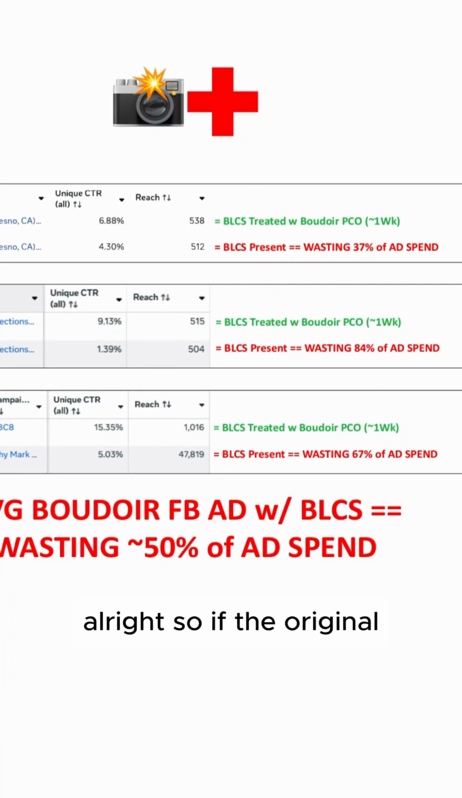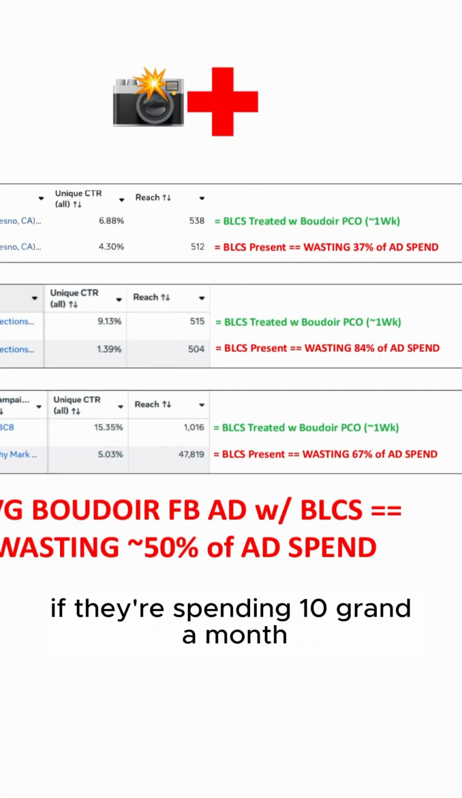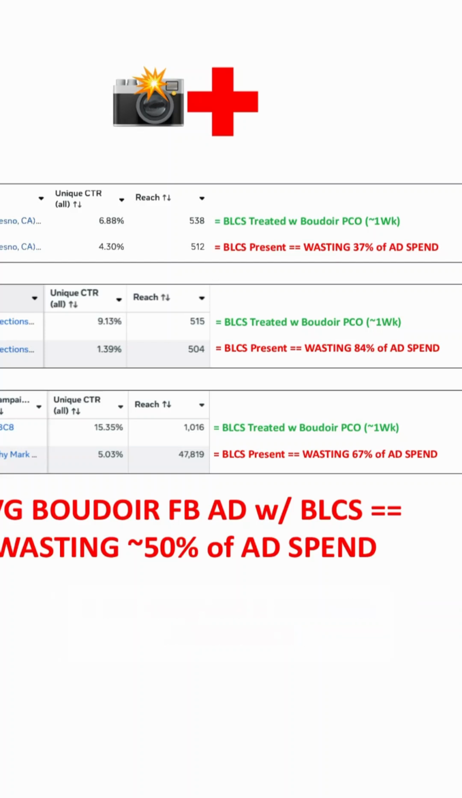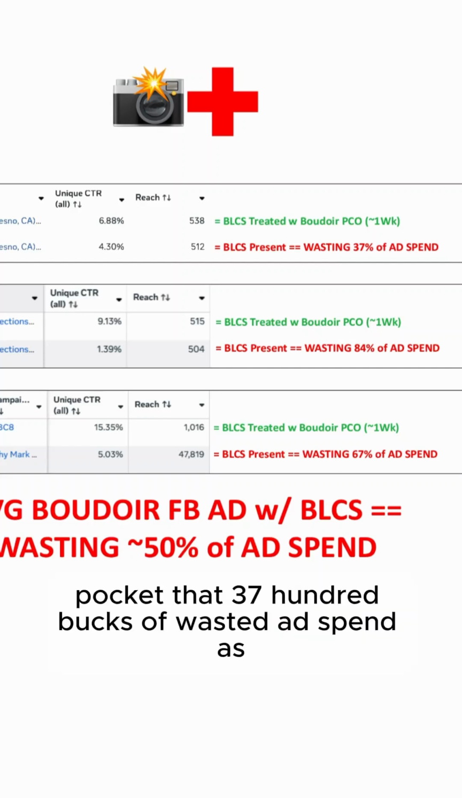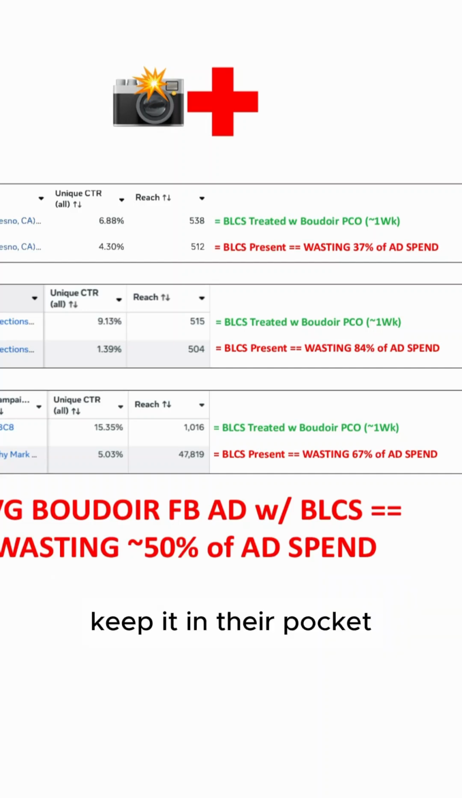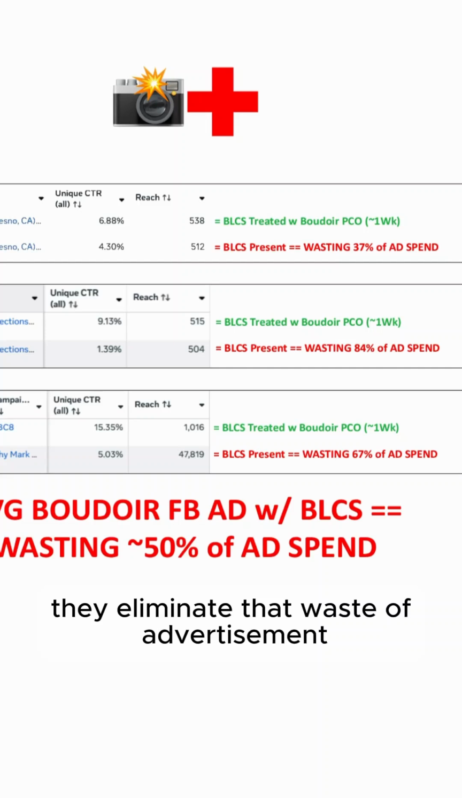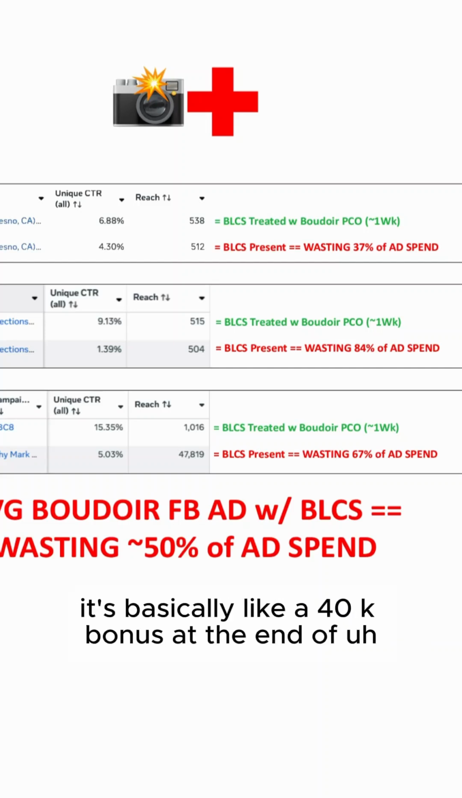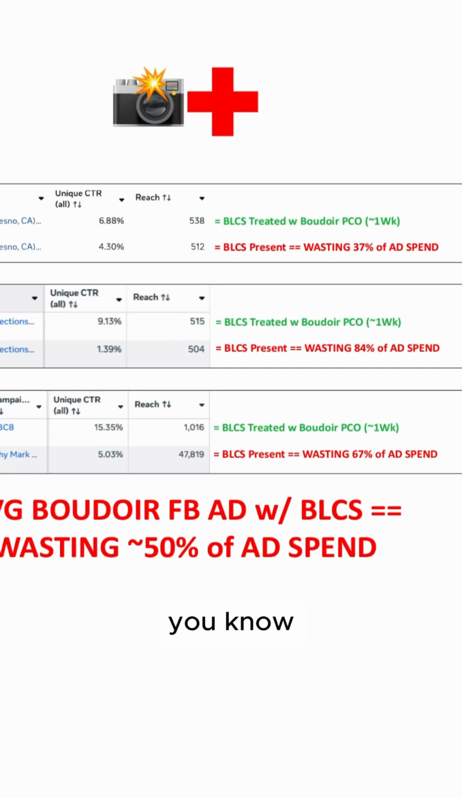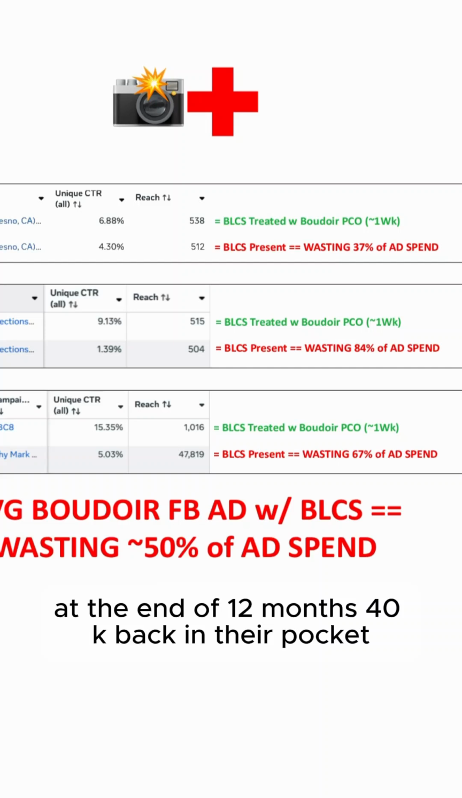So if they're spending 10 grand a month on the original Boudoir Facebook ad, now they only need to spend $6,300 a month on the Boudoir PICO treated Facebook ad. They can pocket that $3,700 of wasted ad spend. They eliminate that wasted ad spend and keep it as kind of a phantom bonus. It's basically like a 40K bonus at the end of 12 months. 40K back in their pocket.